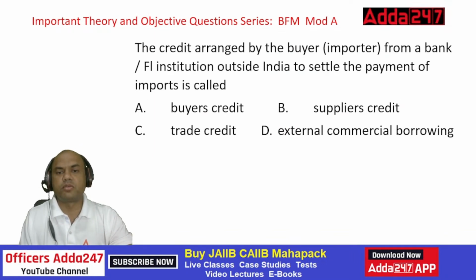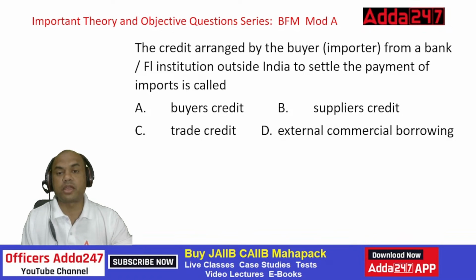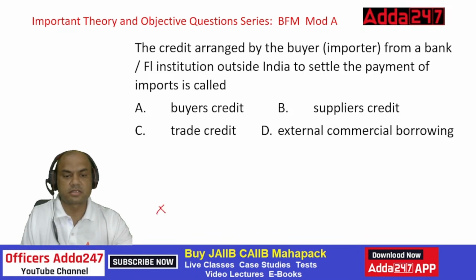The credit arrangement by the buyer, importer, from a bank or FI outside India to settle the payment of imports is called as, now this is the next part of this. So what is that called as? Extended by the buyer from a bank, FI, outside India. What do you mean by this? It means like this. Same transaction as earlier: X in USA, A the buyer in India, or buyer in Bharat.